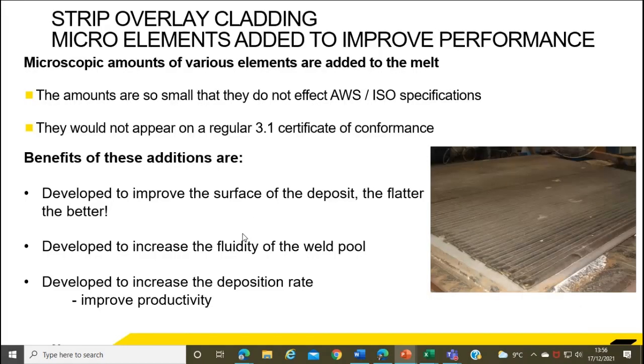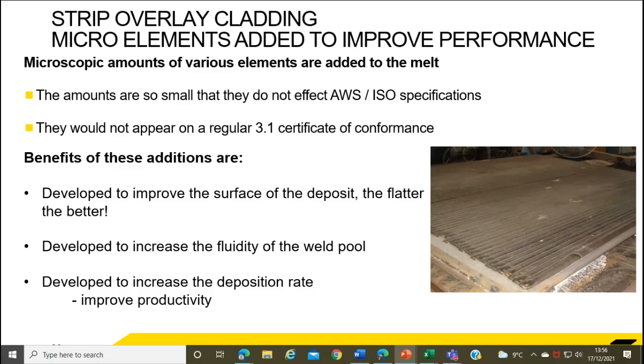In terms of available grades, as with all the metals from us, we use this microelement control. I mentioned this with all our filler metals really. Microelements are, as the name describes, very tiny amounts of various metals, elements that have a significant effect on the properties of the weld.